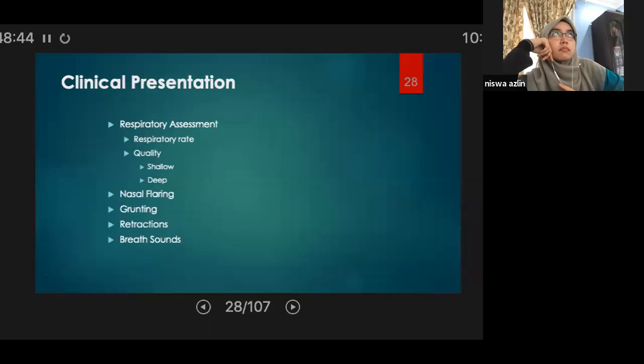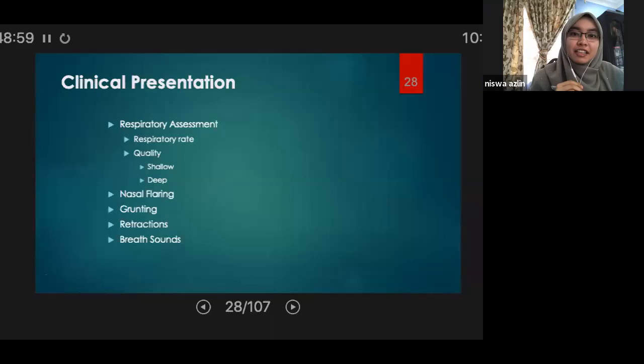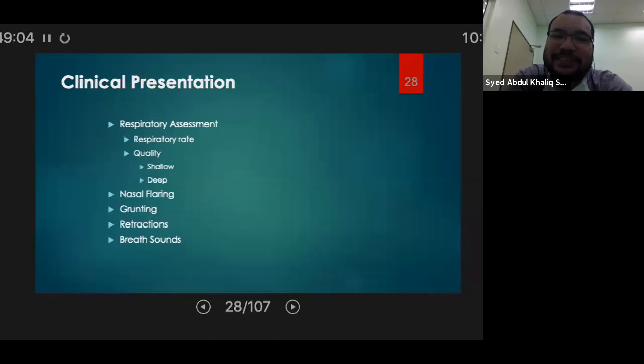16 to 20. How about respiratory rate for newborn? Newborn respiratory rate is usually 40 to 60. So up to 60, 60 is the cutoff point.